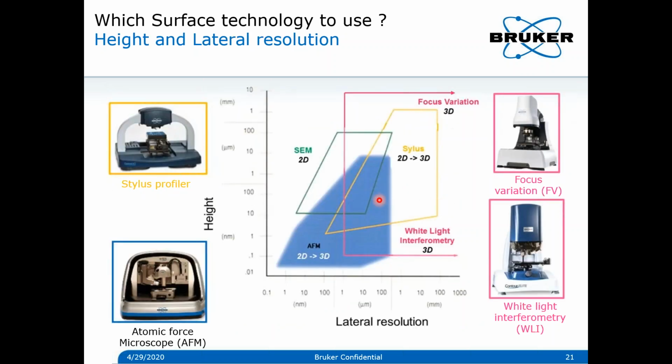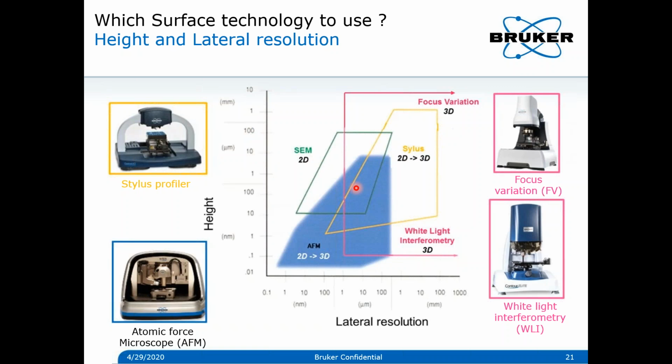Now, which surface technologies to use? This will give a sneak peek of what kind of decision you have to make when you're looking for a proper surface measurement technology. On the horizontal axis, you have lateral resolution. On the vertical axis, you have height. The highest lateral resolution is given by the AFM, but it has a height limitation of around 10 microns. So you cannot measure something like 100 micron.